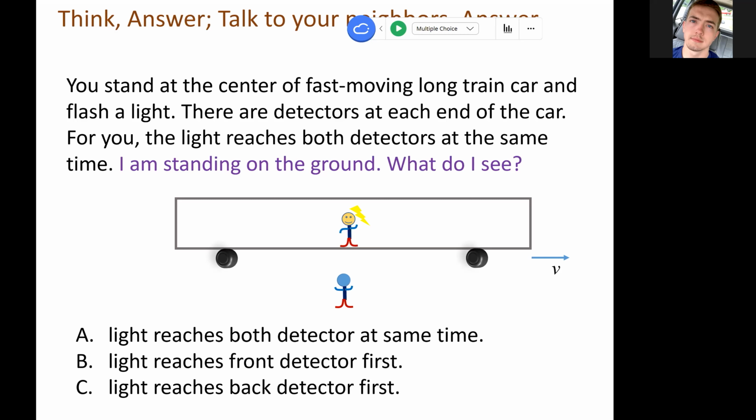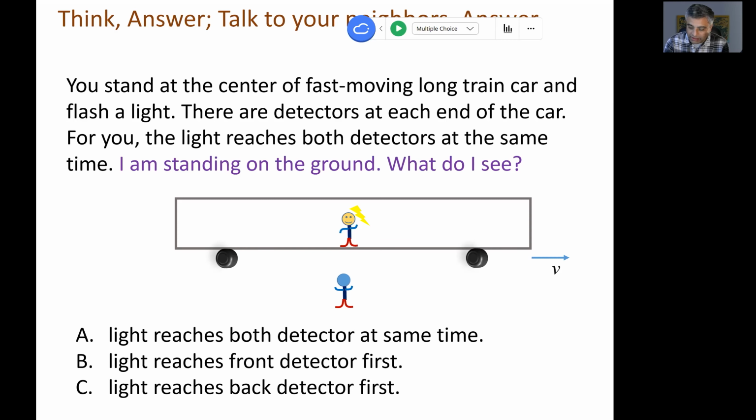That would most likely be wrong because the train car is moving with velocity v to the right. So you wouldn't see it hit both detectors at the same time as far as you standing on the ground. And why is that? Because it's moving with velocity v to the right. So it looks like that's not going to be the correct answer.